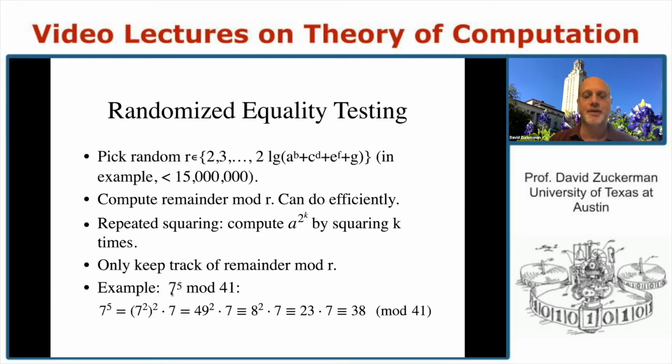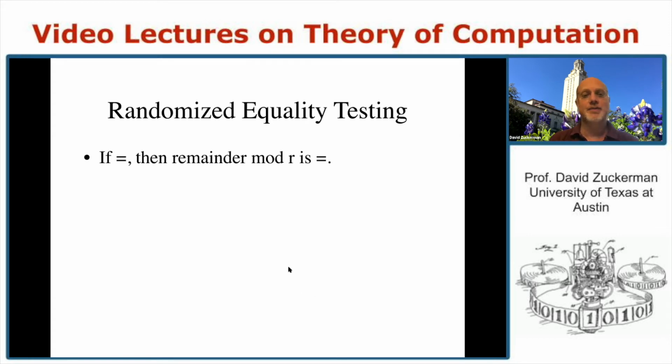So for example, if we want to compute 7 to the 5th mod 41, we write 7 to the 5th as 7 squared squared times 7. So this is 49 squared times 7. 49 is congruent to 8 mod 41. So this is congruent to 8 squared times 7. 8 squared is 64, which is congruent to 23 mod 41. And then we just do 23 times 7, which works out to 38 mod 41.